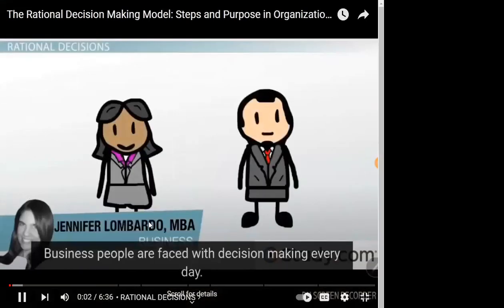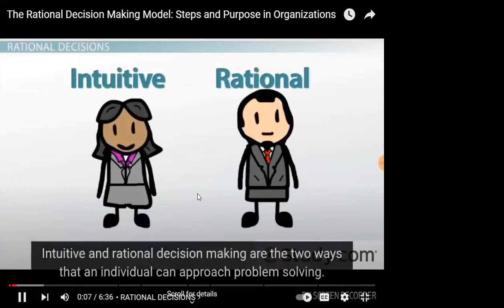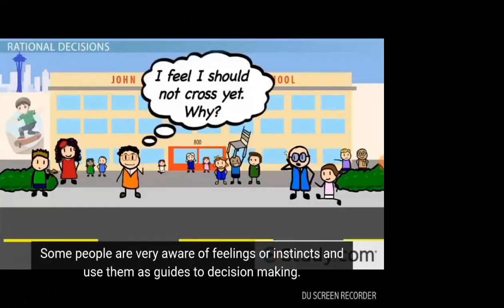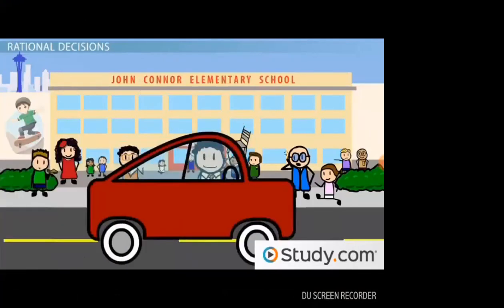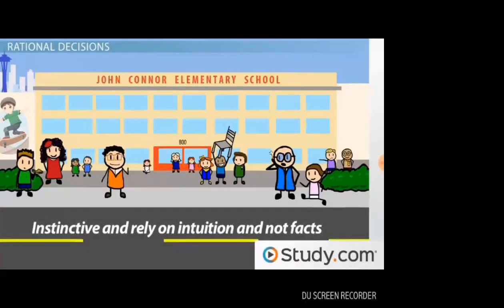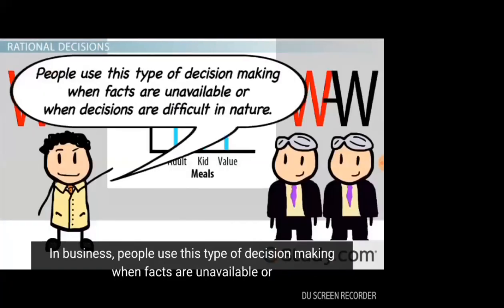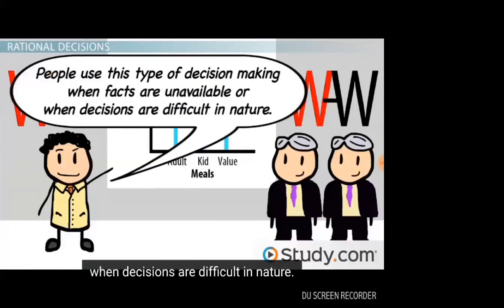Busy people are faced with decision making every day. Intuitive and rational decision making are the two ways that an individual can approach problem solving. Some people are very aware of feelings or instincts and use them as guides to decision making. These types of feelings are instinctive and rely on intuition and not facts. In fact, intuition is the ability to have a grasp on a situation or information without the need for reasoning. In business, people use this type of decision-making when facts are unavailable or when decisions are difficult in nature.